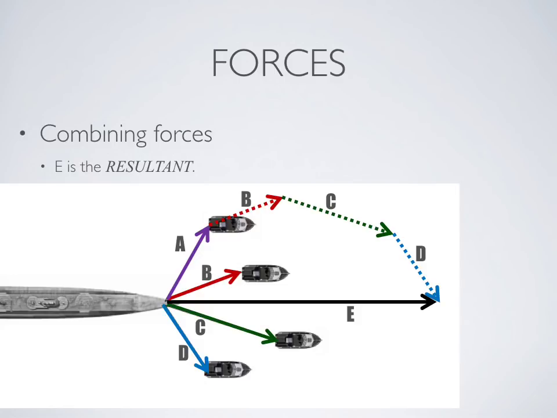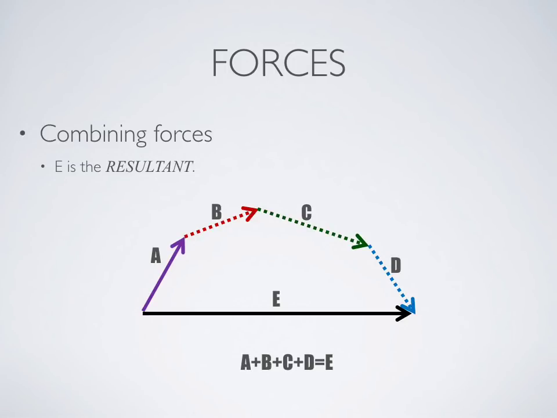So once we're done stacking them or putting them in order, tip to tail, we start at the beginning, we go to the end, and we end up with E. Force E starts at the point where all the applications are, and it goes to the end of the last arrow. Zooming in on only the forces and writing the equations, we say A plus B plus C plus D equals E.